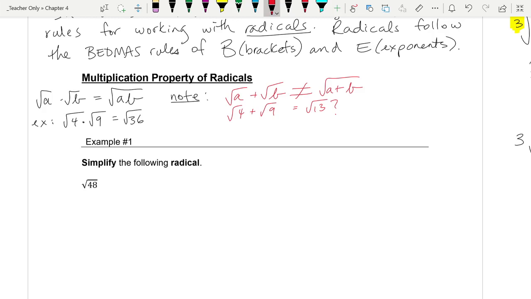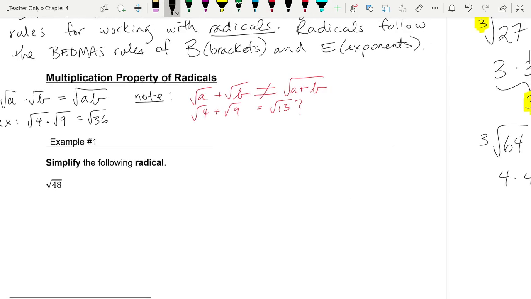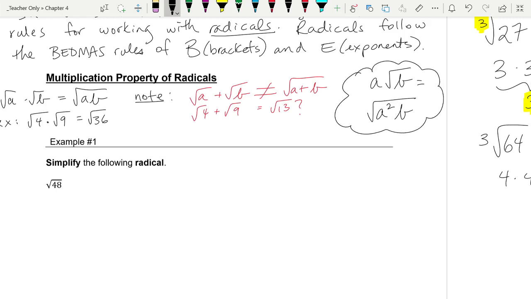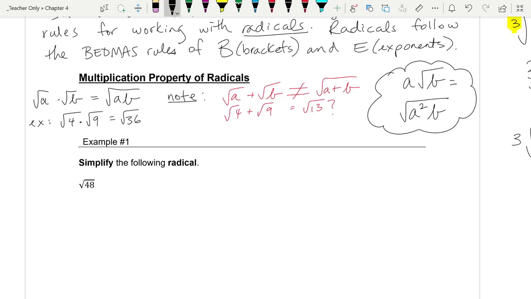The other thing we're going to write about the multiplication property of radicals is that if we had something like a times the square root of b, I can rewrite that as the square root of a squared b. And that's kind of the more important property. It's basically the same property as over here, but that way is more important because it allows me to simplify radicals, because I can use this property backwards.